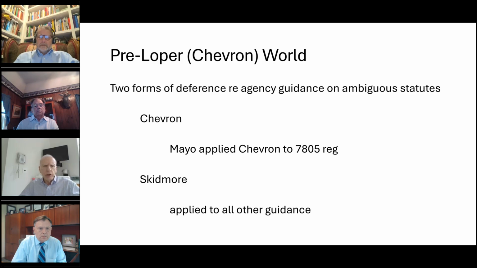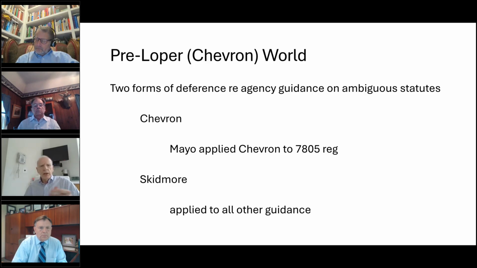Let's go back and take a look at what the world looked like before Loper was decided last month, or earlier this month. Before Loper was decided, we lived since 1984 in a world of Chevron. And we had two forms of deference: Chevron deference, and this second form, Skidmore deference, which we're going to dig into in a moment.